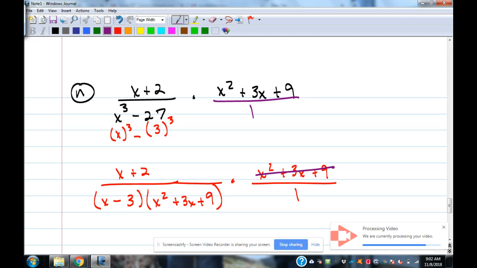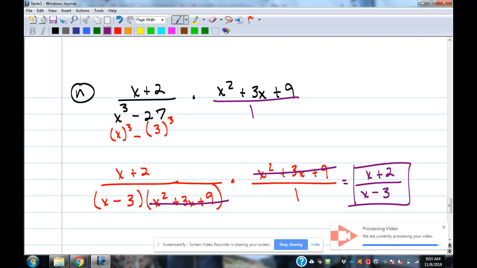Oh, I forgot my sound effect. X plus 2. You gotta have fun with this, guys. It gets boring if you don't. And because it's times 1, it's just 1 times x minus 3 is x minus 3. Change it there. Okay.